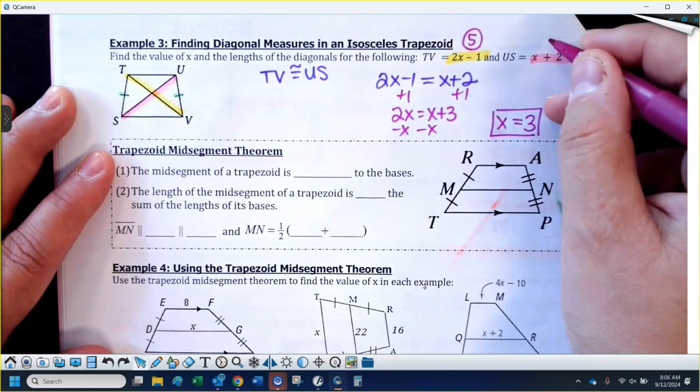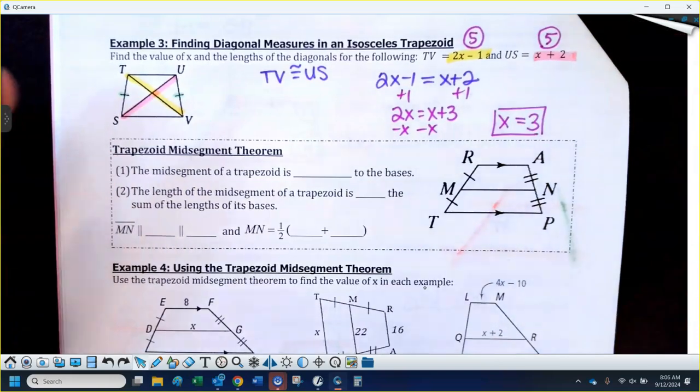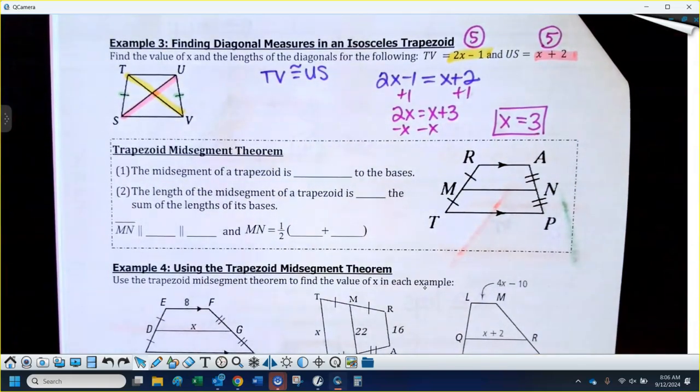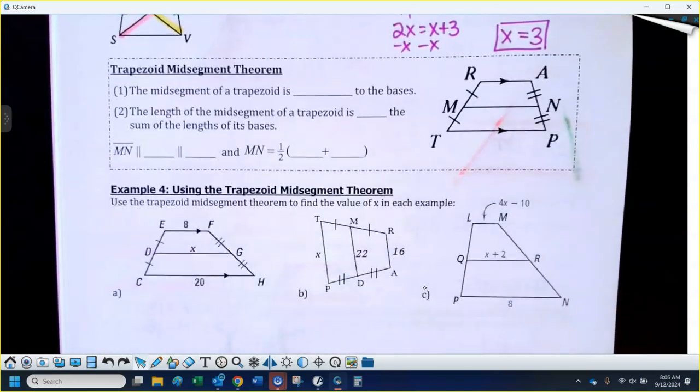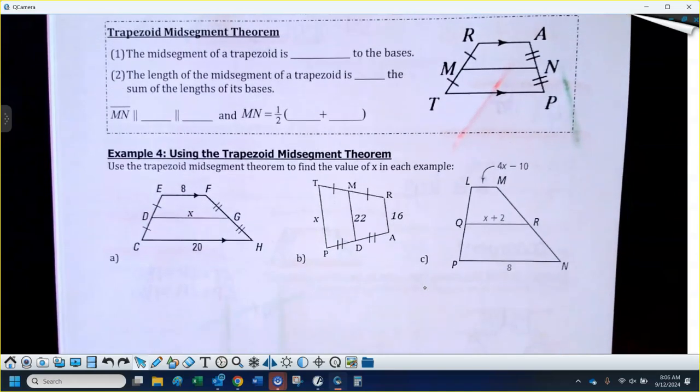This should be the same. 3 plus 2. Also 5. They should have the same length. So if you want to check, just plug it back in. Make sure your diagonals have the same length. Okay. Now, this is not an isosceles trapezoid. This works for any trapezoid.